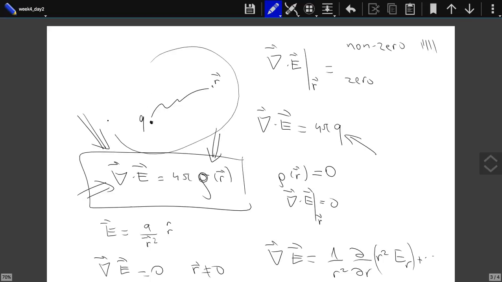Now, the electric field in this problem is non-trivial. It's not constant. But nevertheless, at this point, let's say, there is no charge distribution. And the divergence of the electric field at that point depends only on the charge density, again, at that point. So if there is no charge density at that point, then the divergence of the electric field at that point is zero. It need not be zero in general, but at that point it is zero.